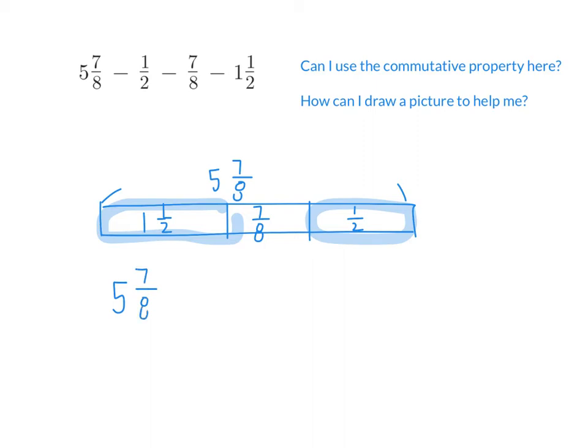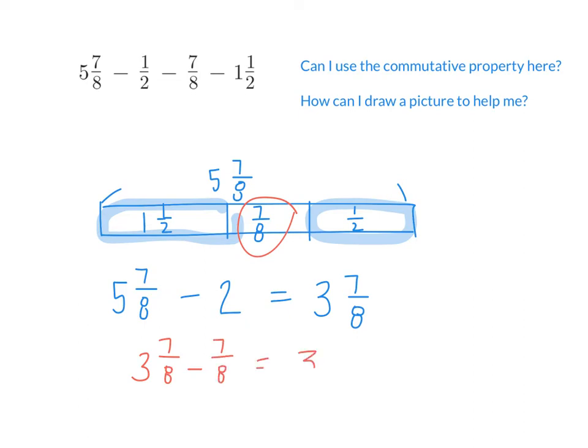What do we have to take away from 5 7/8? 7/8. No, hold on. When I have 1 1/2 and 1/2, I'm taking both of those away. How much am I taking away altogether? 2. So I can think of those as 2. What's 5 7/8 minus 2? 3 7/8. And then, what else am I taking away? 7/8. Oh, so then I can do 3 7/8 minus 7/8, which is 3. So my final answer is 3.